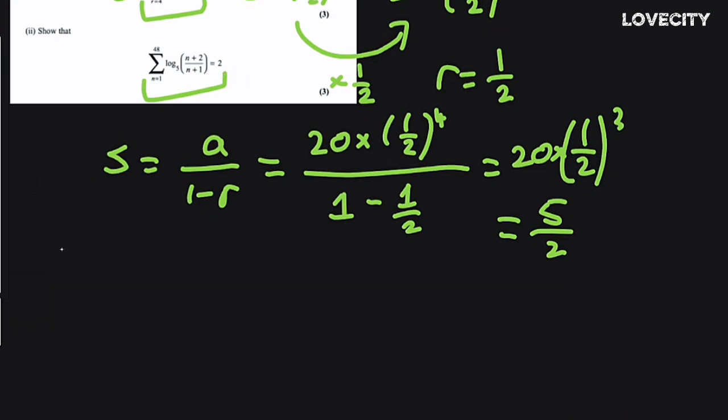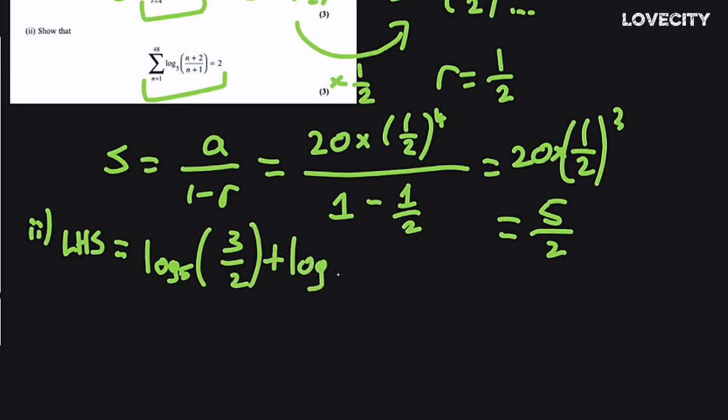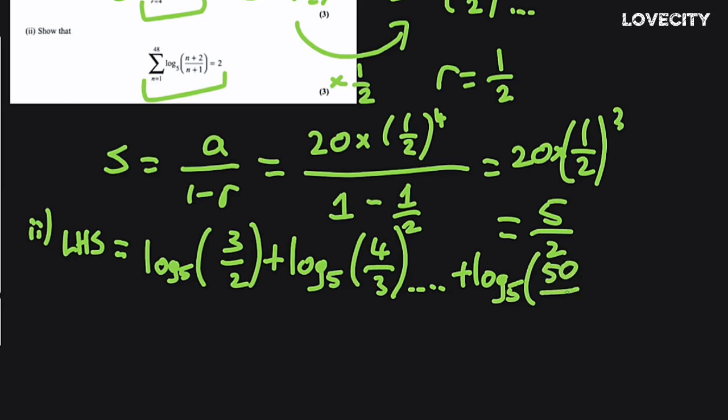So what I'm going to do for part 2, I'm going to say the left hand side is equal to... Now, again, I'm going to write out my terms. So I've got log 5 of 3 over 2, plus log 5 of 4 over 3, dot dot dot, and eventually when it gets to the 48, we're going to have plus log 5 of, putting 48 in, we get 50 on the top and 49 on the bottom.